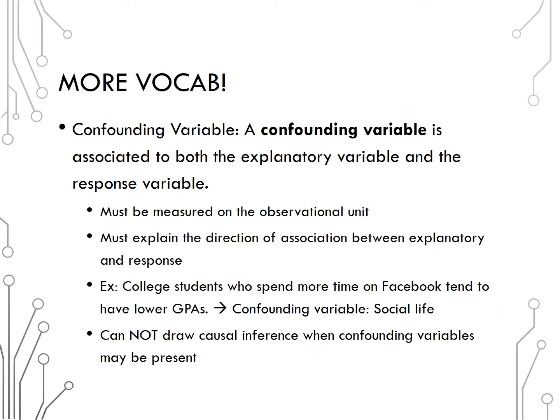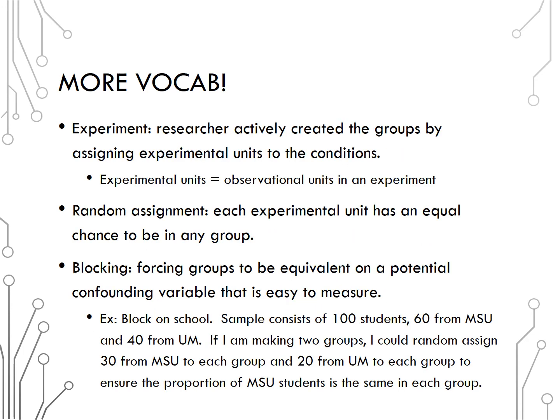Confounding variables do not allow us to draw a cause and effect conclusion between an explanatory variable and a response. In an experiment, a researcher will actively create the groups by assigning experimental units to the conditions. An experimental unit is just another name for an observational unit in an experiment. Assigning groups means we always assign the explanatory variable in an experiment. So the explanatory variable will be assigned, the response variable will still simply be observed.